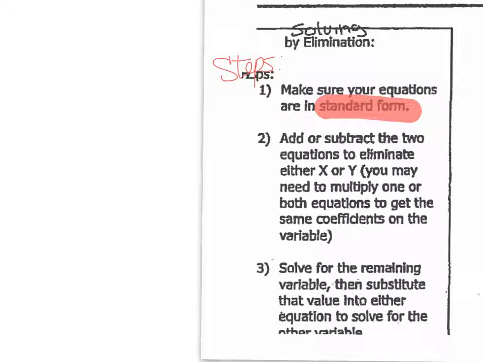And after that, we're either going to add or subtract the two equations together. And the goal is to eliminate or cancel out a variable so that you only have one variable left. Once we've done that, we can solve for the remaining variable and then substitute that back into the other equation. So let's take a look at an example and see.